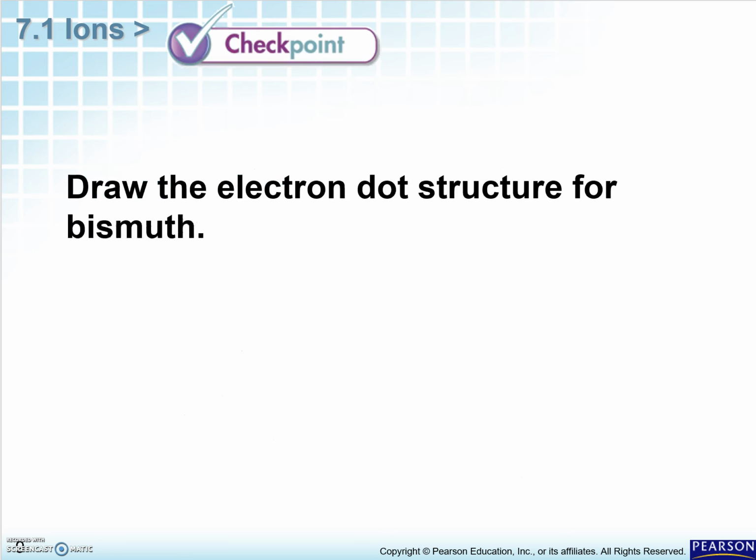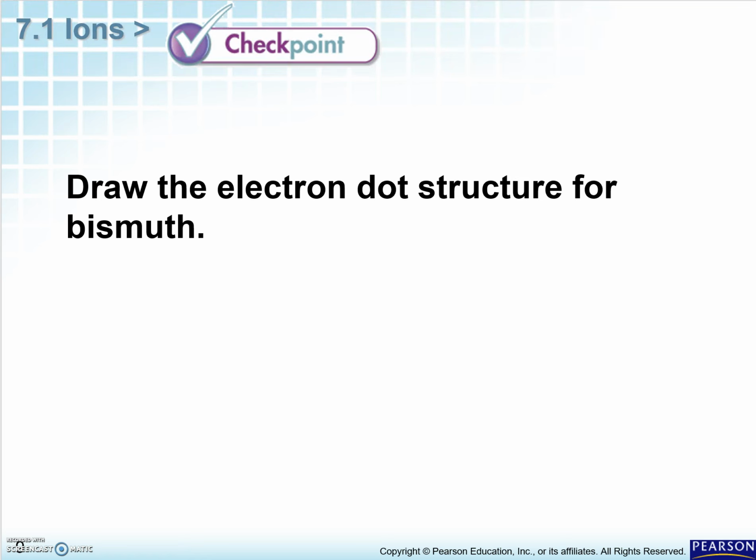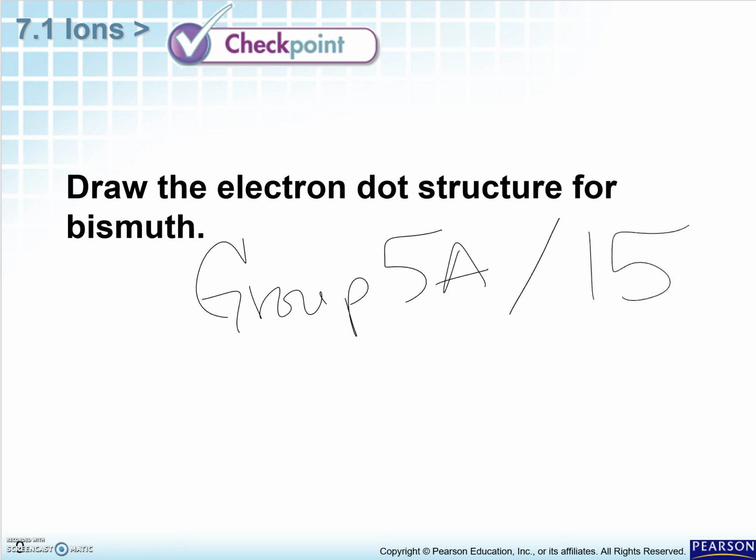All right, so let's try drawing our electron dot structure for bismuth. We need bismuth, which if you want to find it on your periodic table, is going to be in group number 5, so group 5A, or if it's on a different periodic table, it could also be number 15. We have to figure out first our valence electrons. So the number of valence electrons in group 5 is 5 valence electrons.